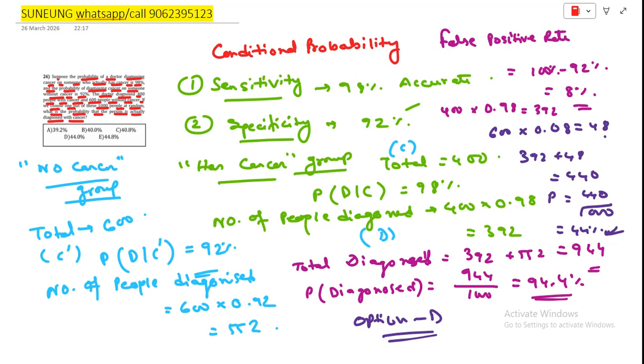It's the sum of the chance of group A times success in A plus the chance of group B times success in B. So the final answer is option number D, 44.0%, assuming the 92% was meant to be the accuracy for the healthy people.